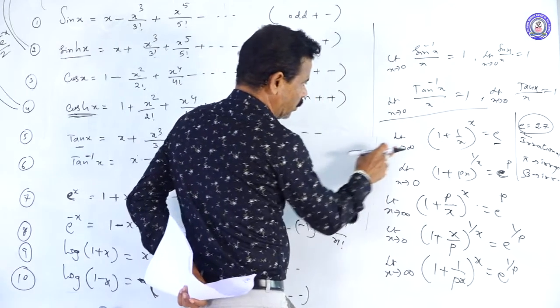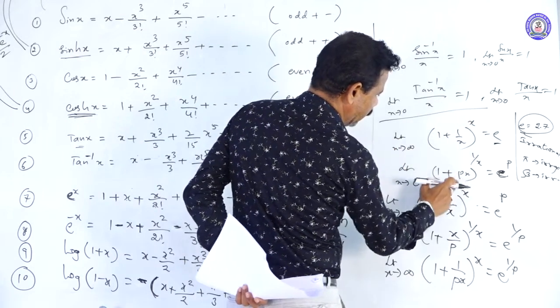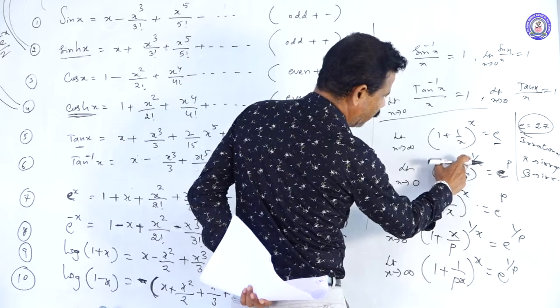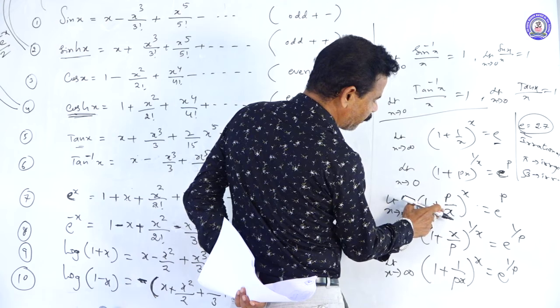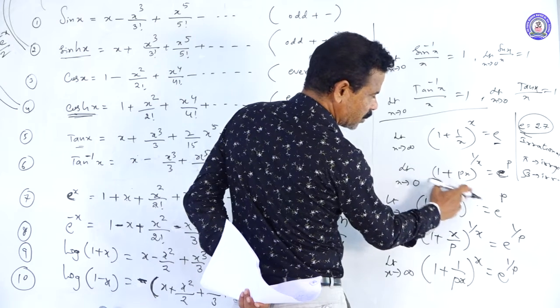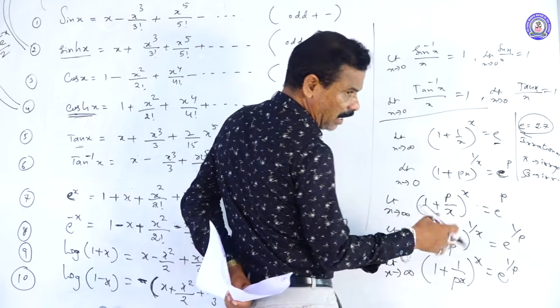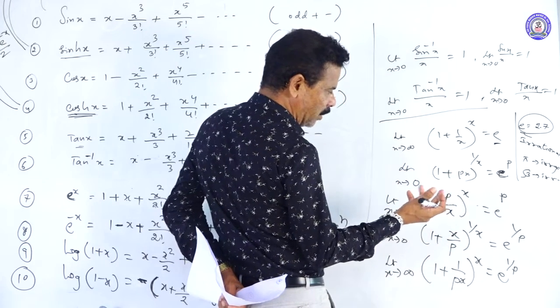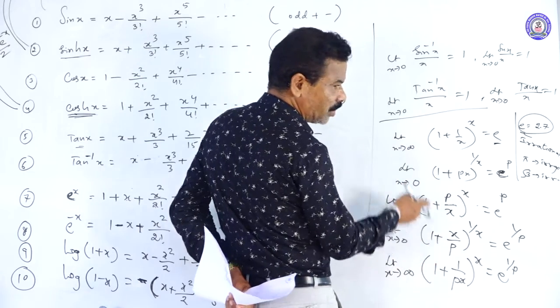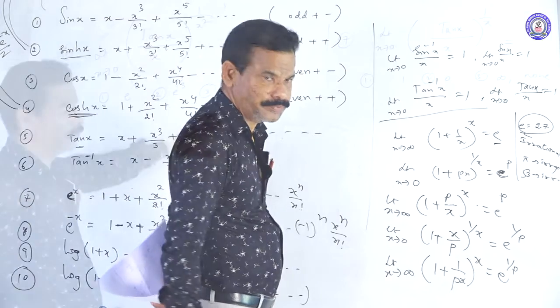And next, here 0 power infinity, then e. Here also 0 power infinity. Here also infinity power 0. Same e, but power p coming here: all powers p, otherwise 1 by p. When p comes, when 1 by p comes, according to this situation, you keep in mind all these formulas.